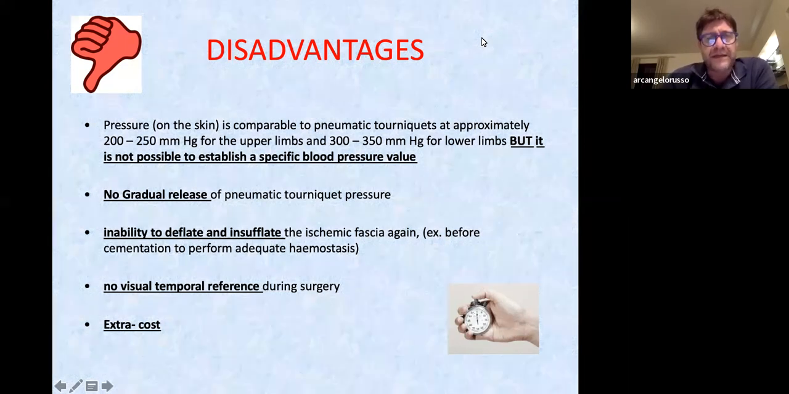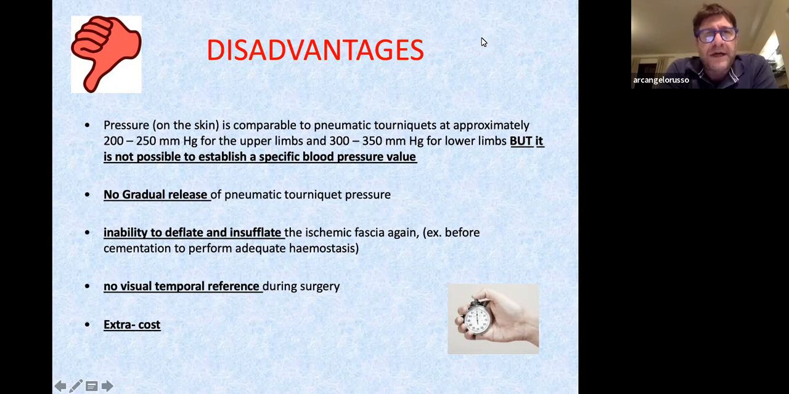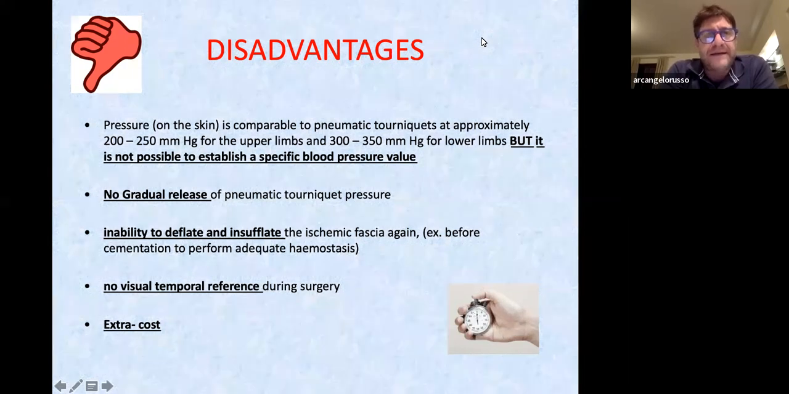There is inability to deflate and inflate again. If the surgery lasts more than 2 hours, or more than 1 hour and a half, sometimes you can deflate and then inflate again, or during a total knee replacement, when you have to put the cement, some surgeons used to deflate and then inflate again after the blood control.